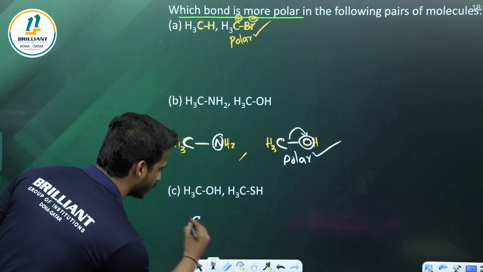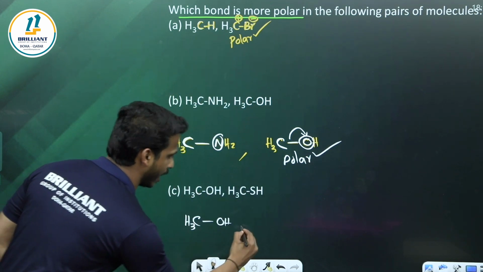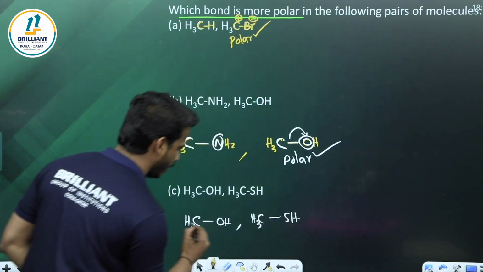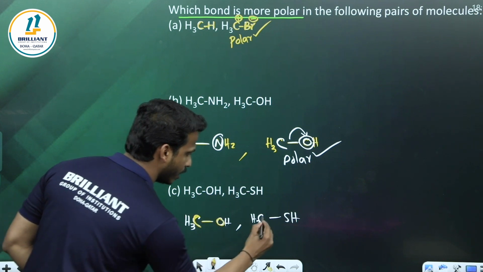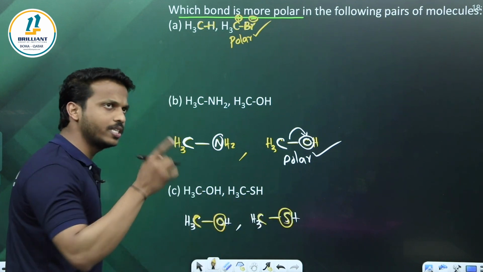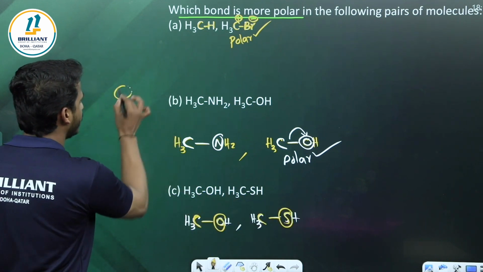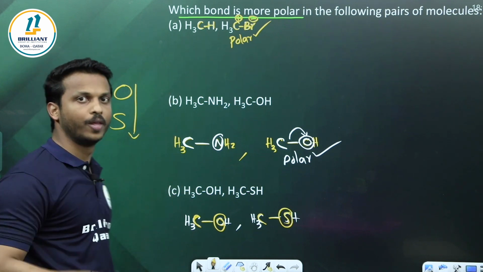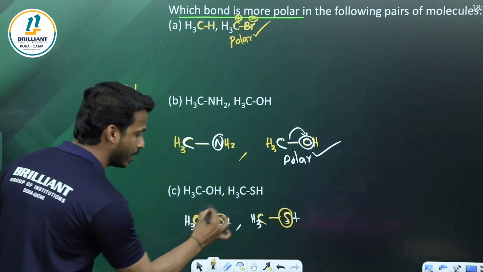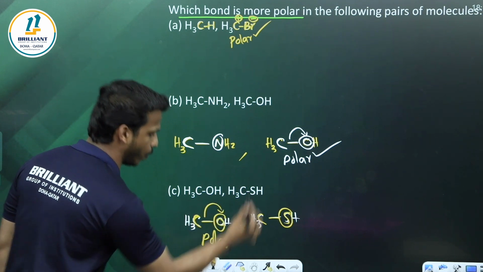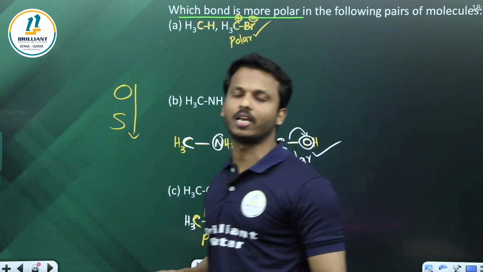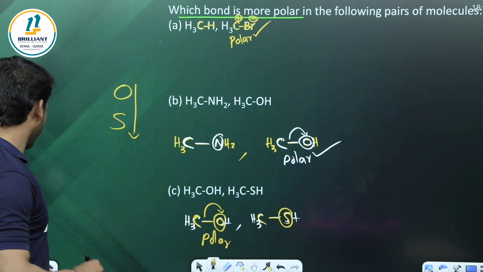What about this case? CH3OH and CH3SH. What is the basic difference here? Here carbon is connected to oxygen, here carbon is connected to sulfur. So the difference is oxygen and sulfur. Where are they located? Oxygen and sulfur are in the same group. You know, down the group electronegativity decreases. So oxygen is the most electronegative element. So therefore this is more polar. So when checking the polarity, identify where there is a large difference in electronegativity, where there is more polarity.